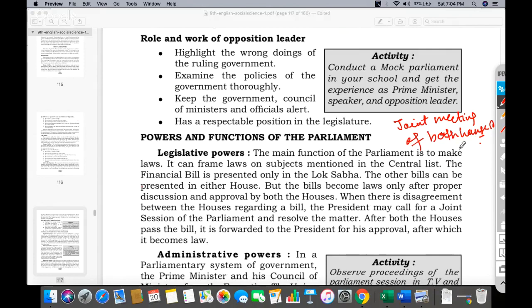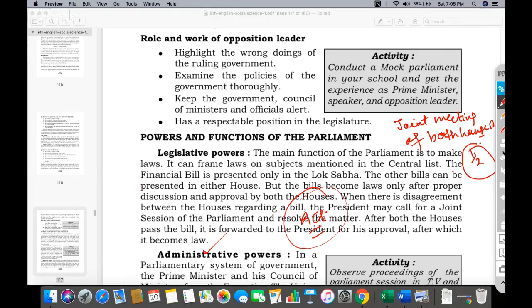In a joint meeting of both the houses, if the bill gets approval by half of the members attending, it will become a bill. After both houses pass the bill, it is forwarded to the president for his approval, after which it becomes law. So it converts to an act, and an act means a law.